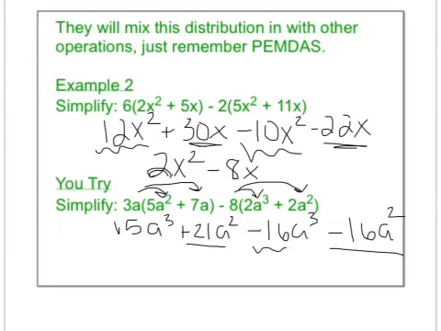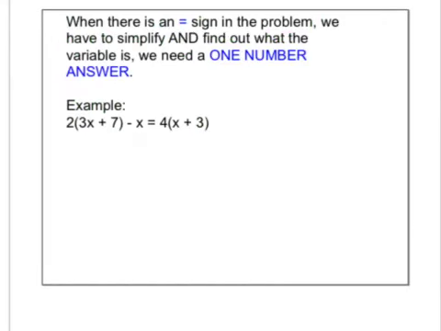Combine like terms. So I'm looking for anything that has a cubed to pair together and a squared. So then I've got 15a cubed minus 16a cubed, so that's negative a cubed. And then the next one, we've got 5, positive this time, a squared. Okay, now if there's an equal sign.